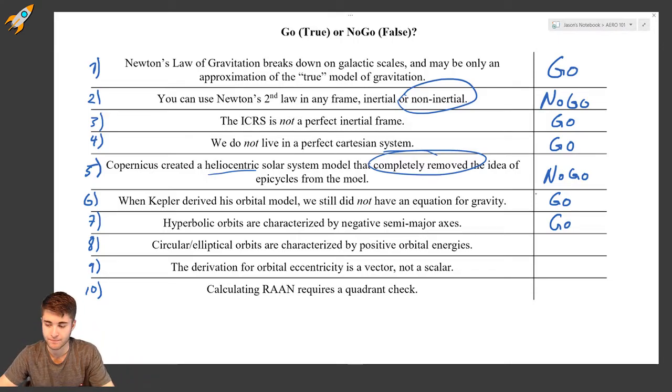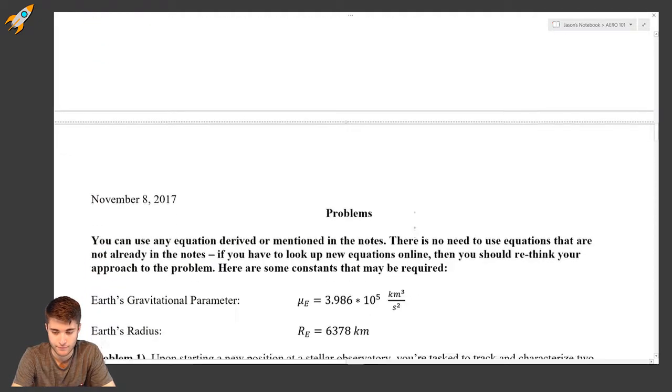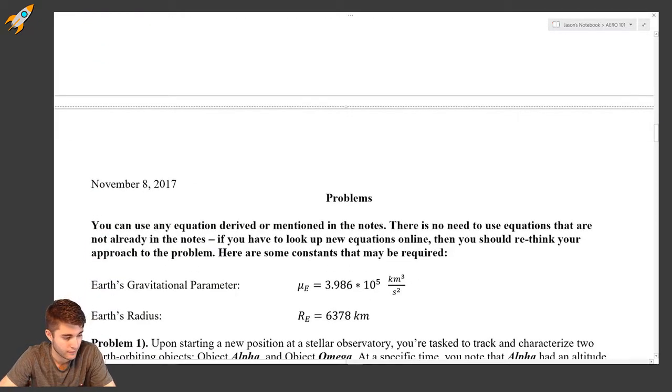Yep, you got it, Mr. Cab. So circular and elliptical orbits are characterized by positive orbital energies. Okay. I wanted to ask, what is the difference between a parabola and a hyperbola?